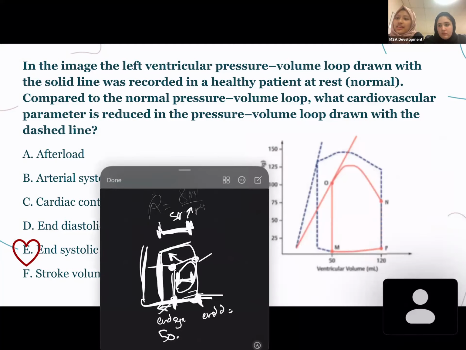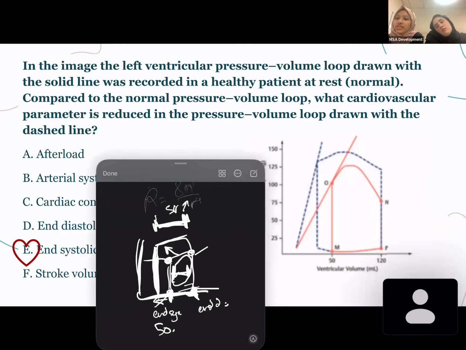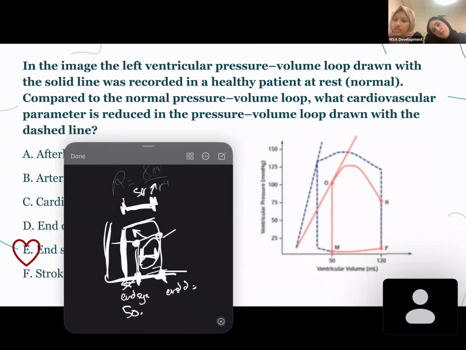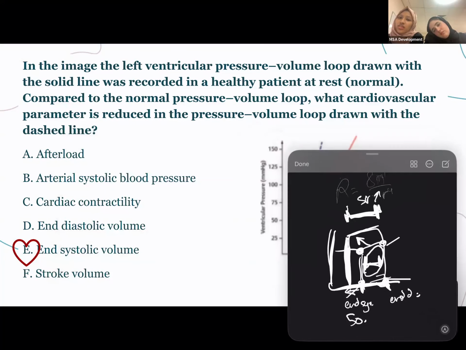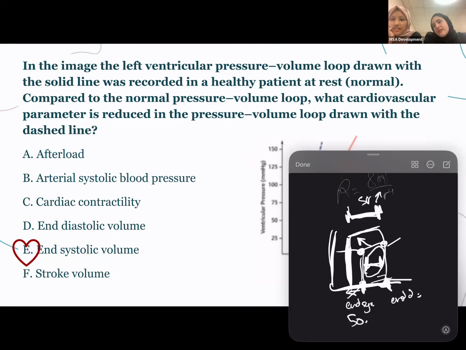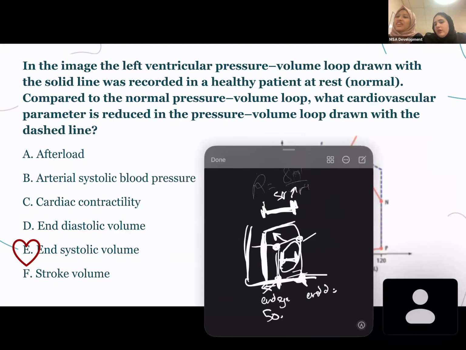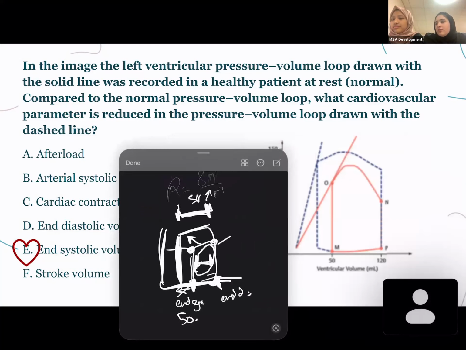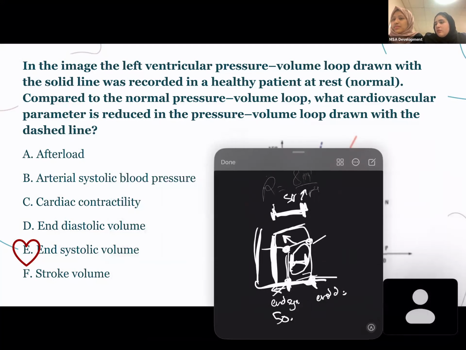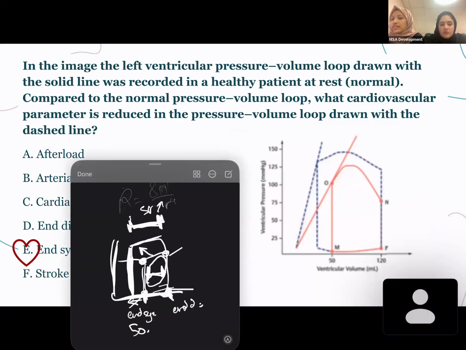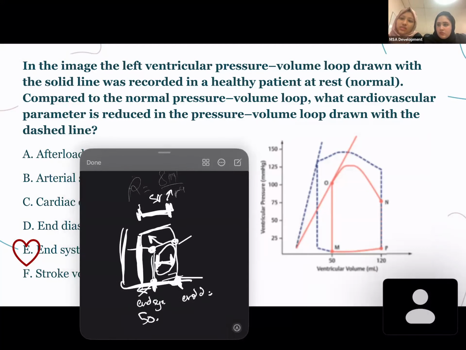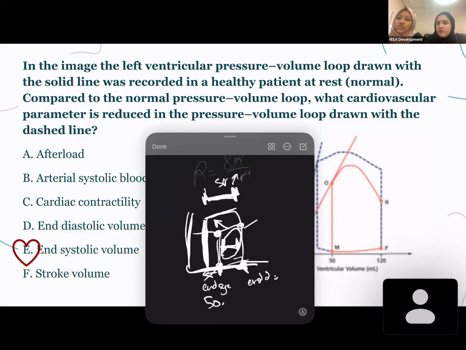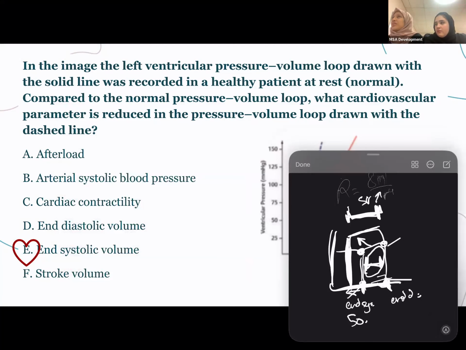Another one, contractility. Yeah, I think that's all. Is that clear? The straight line you can ignore. Just look at the PV loop. I think that would be compliance or something, pressure over volume, or volume over pressure, so it would be the opposite. But ignore the straight line.